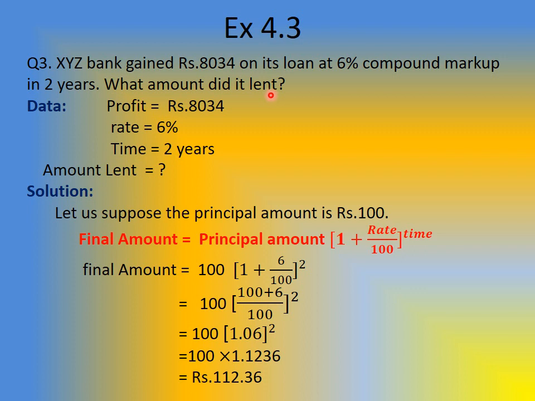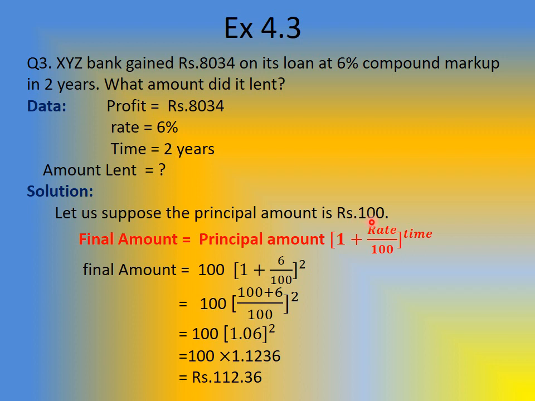In the previous question the whole amount was given, we had to find the total amount, but in this question the whole amount is not given. It means the principal amount is not given. So how can we solve this question? First of all, write down the data: profit, rate, and time are given. We have to find the amount lent, as we don't know what the amount is. So first of all, in the solution we will suppose that the principal amount is rupees 100.